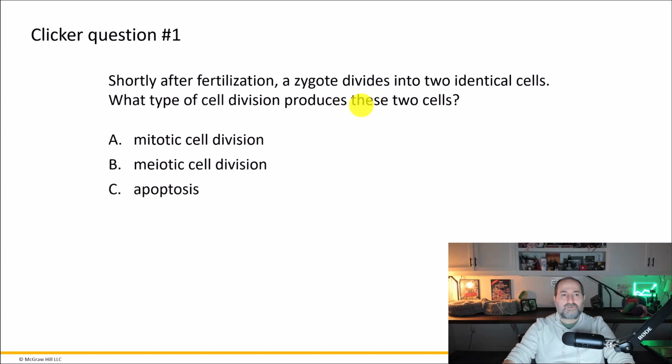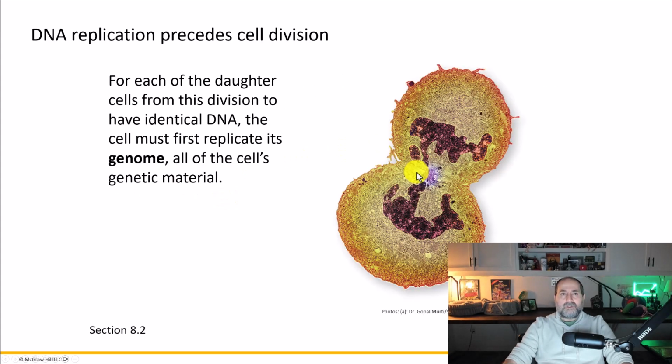And here we are at clicker question number 1. Shortly after fertilization, a zygote, remember a zygote is a fertilized egg, divides into 2 identical cells. What type of cell division produces these 2 cells? Remember that was mitotic cell division. Remember, meiotic cell division results in the gametes, the sperm and the egg. Apoptosis results in cell death, so the answer has to be A. Remember that the genome includes all of an organism's chromosomes, all of its genetic material.